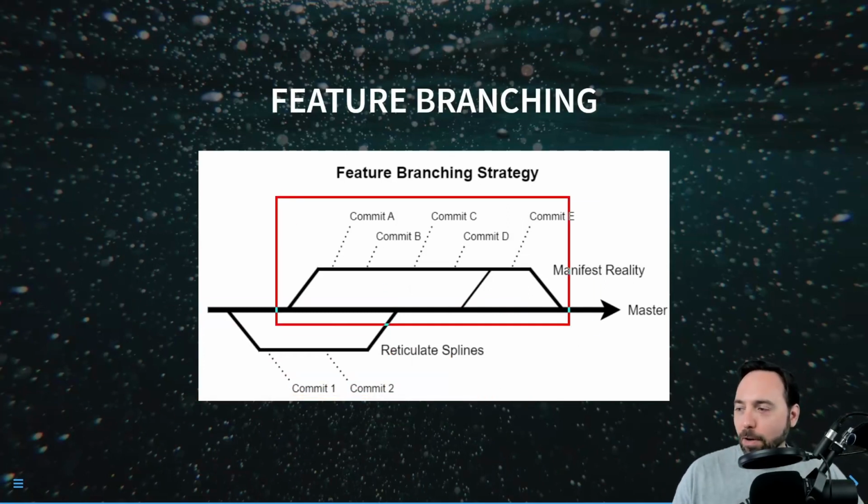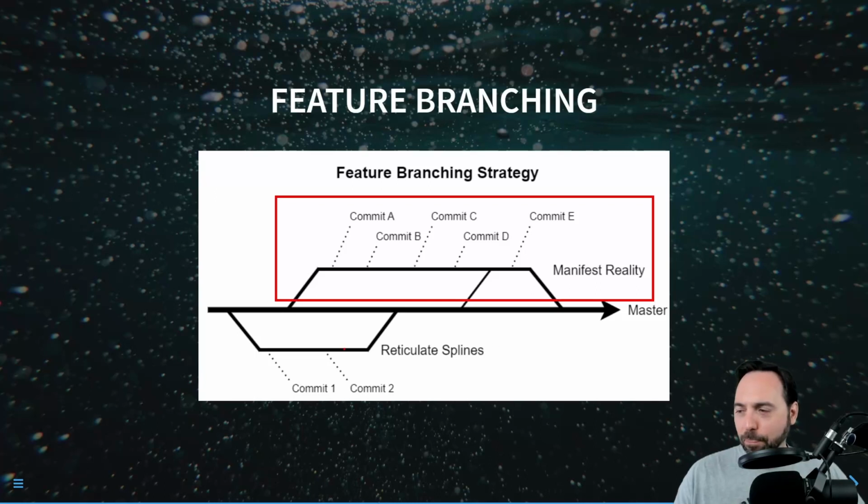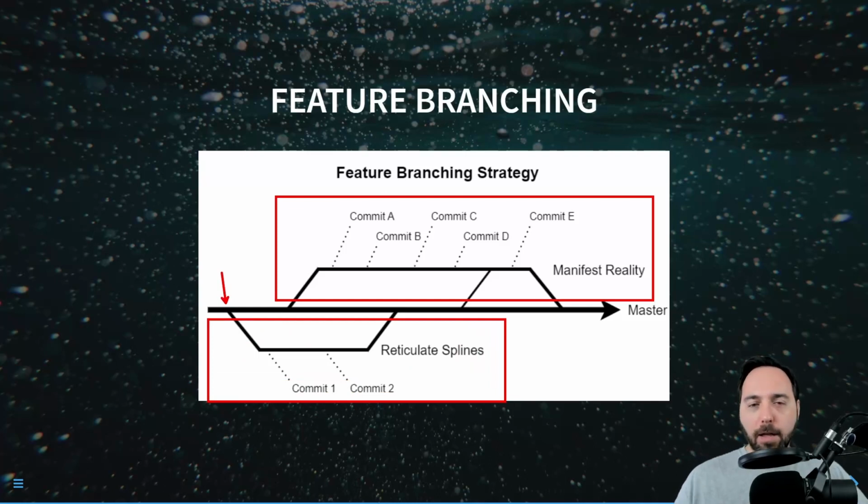Meanwhile, my coworker will be manifesting reality. So we're working on these, and you'll notice I started first. I branched off of the master branch and began working in my own branch. I'm committing within my own branch. Meanwhile, my coworker has broken off from the master branch and created this new manifest reality branch and is committing.